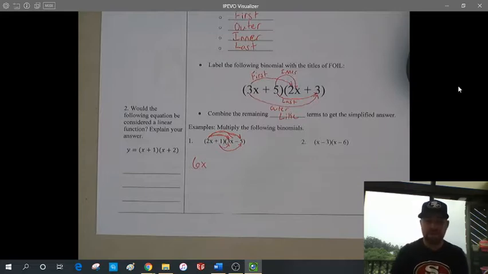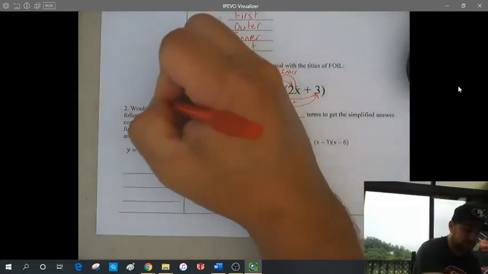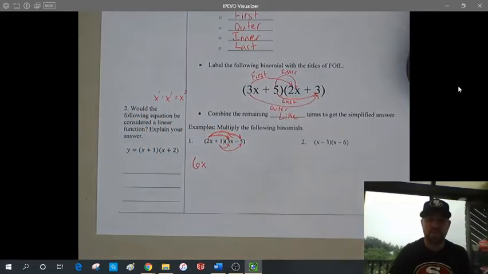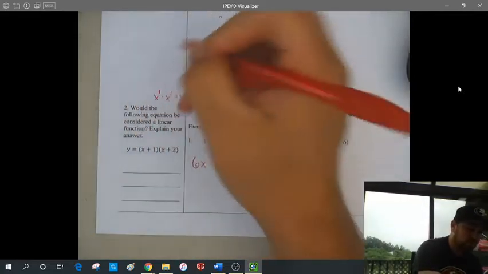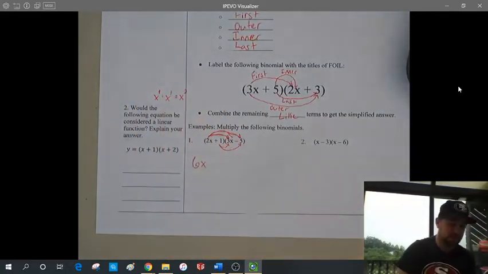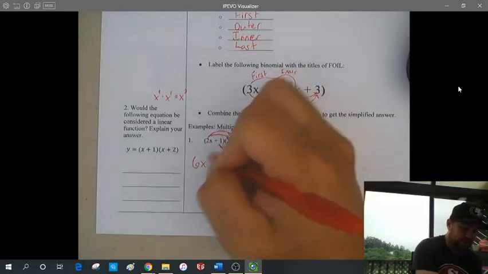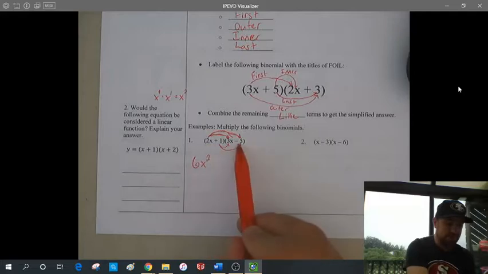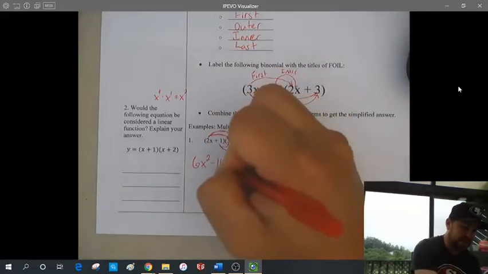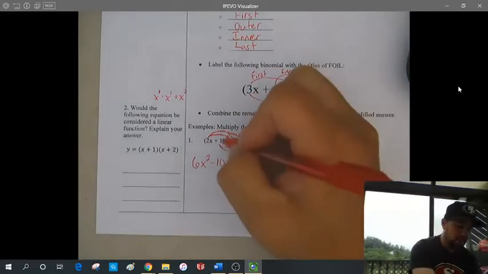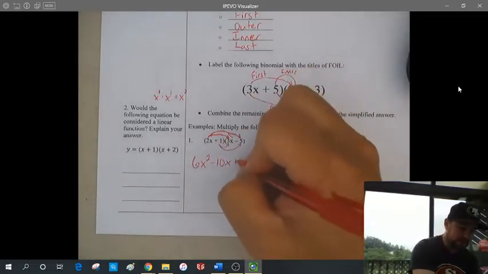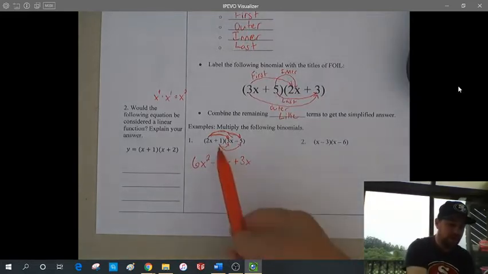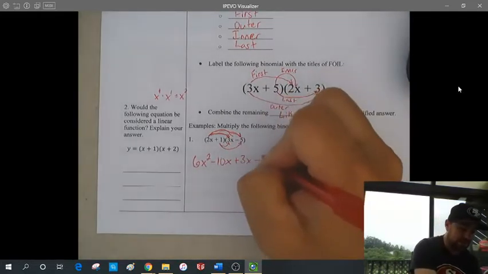Remember when we did properties of exponents, if you had something like x to the first times x to the first, it's going to add the exponents together, and that's why we end up with x squared, because 1 plus 1 is 2. So multiplying 2x times 3x gives us 6x squared. Then the 2x times the negative 5 makes negative 10x. Then the 1 times the 3x makes 3x, and it'll be positive because both of those were, so plus in between there. And then a positive 1 times the negative 5 makes minus 5 here.